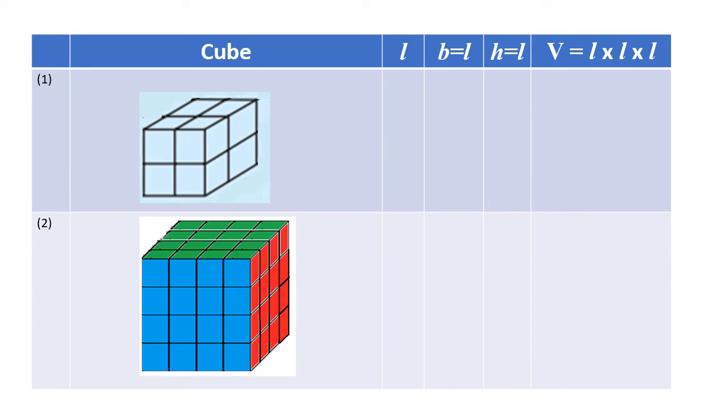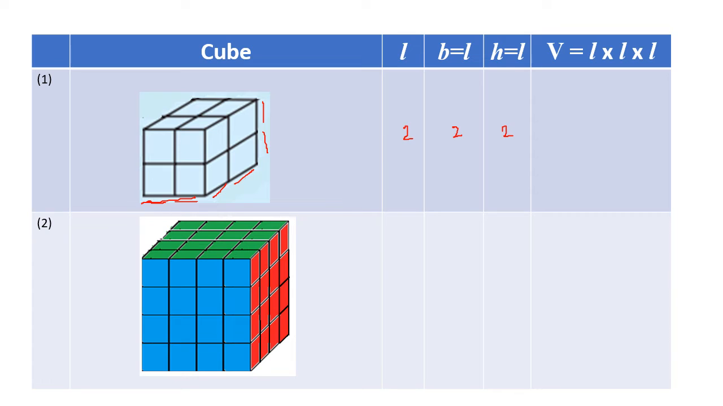Now from the cuboid we move to the cube. Now like I said, what is the cube? The cube is a figure in which the length, the breadth and the height are equal. So here you can see we have got 2 units as the length. So I'll write 2. The breadth is also 2 units. So 2. And the height is also 2 units. So 2.